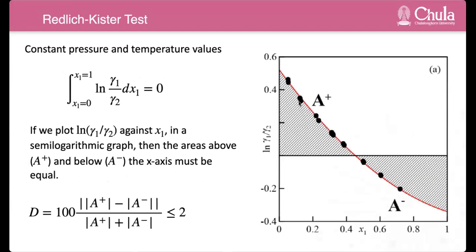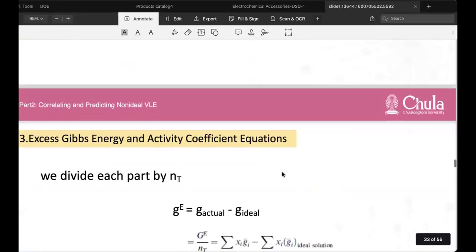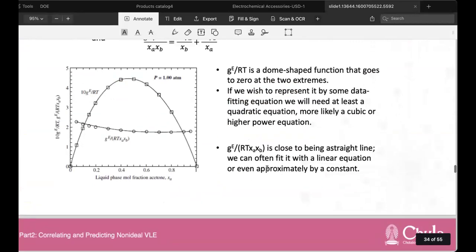No. You cannot use this graph because this graph is log gamma 1 over gamma 2. You must use log gamma 1, log gamma 2. This graph, just one moment. You must use this graph.